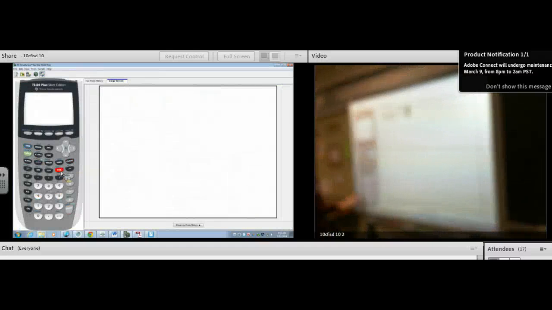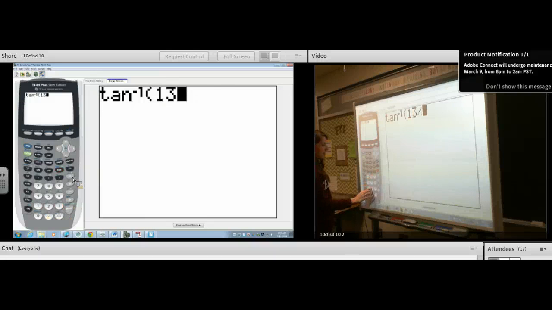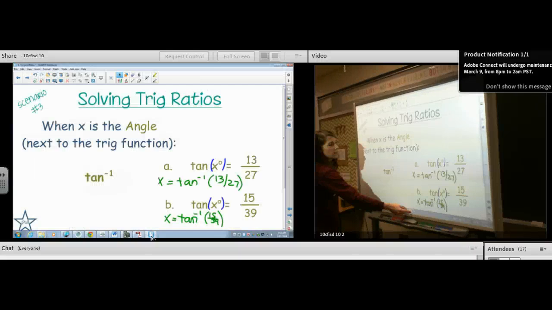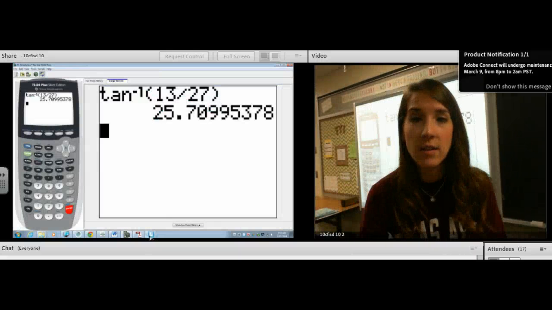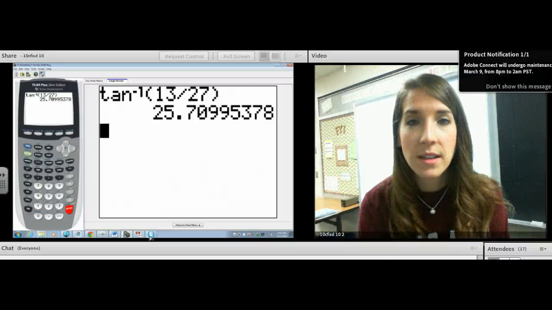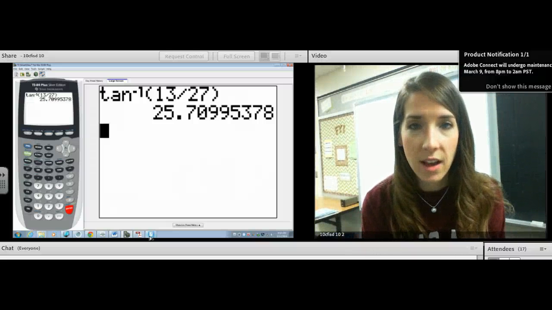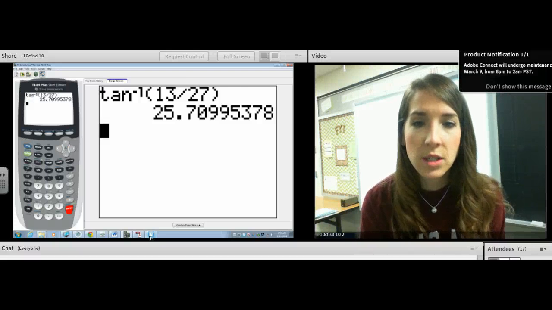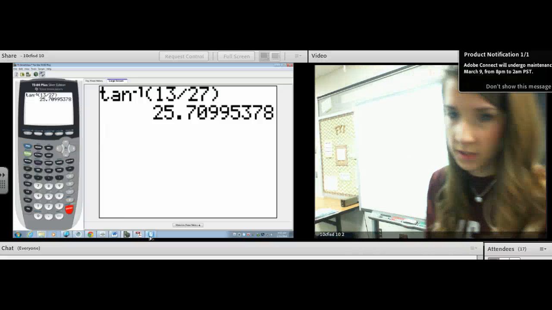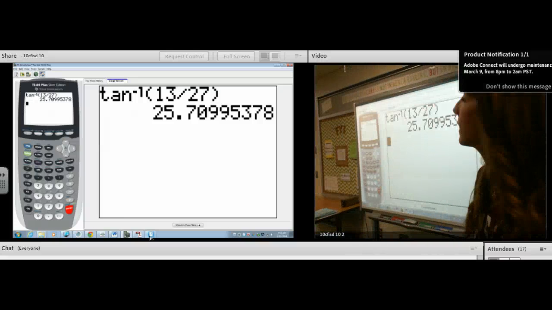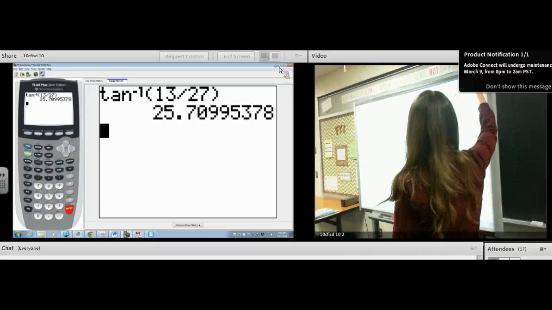Second tan, I forgot what it was. 13 and 27, I'm just making that up, but you're going to get the idea. Oh, yes, I was right. So there's what it looks like when you do the inverse tangent. That's when x is stuck in the trig function, when you're looking for an angle. So the answer is 25.7. Or if you round to the nearest whole number, it would be 26.